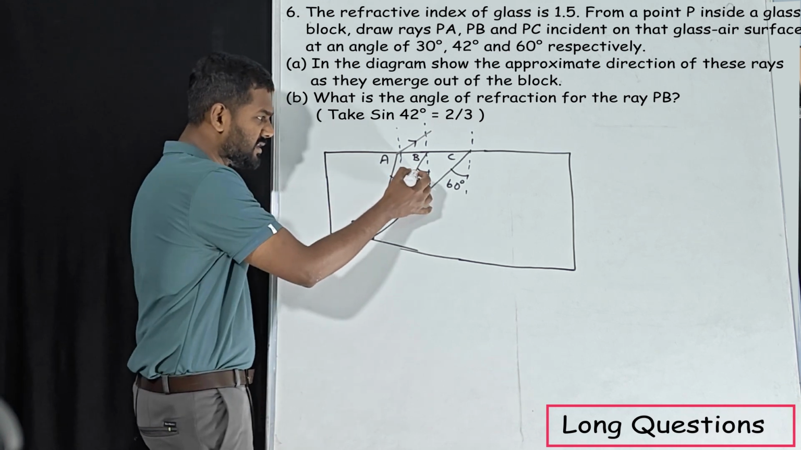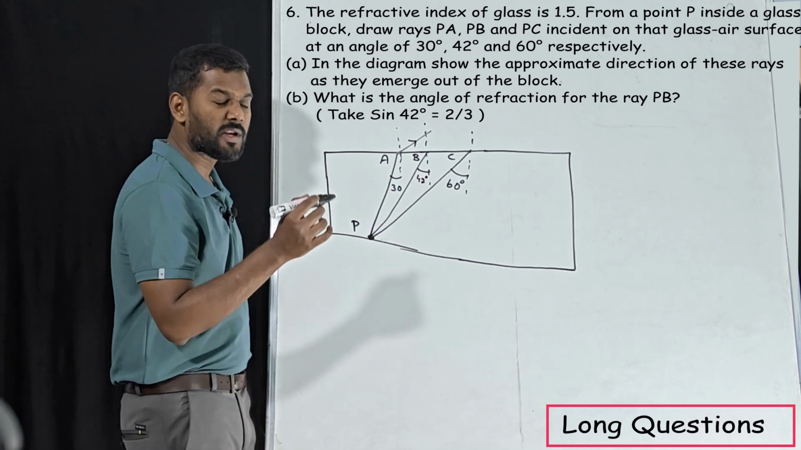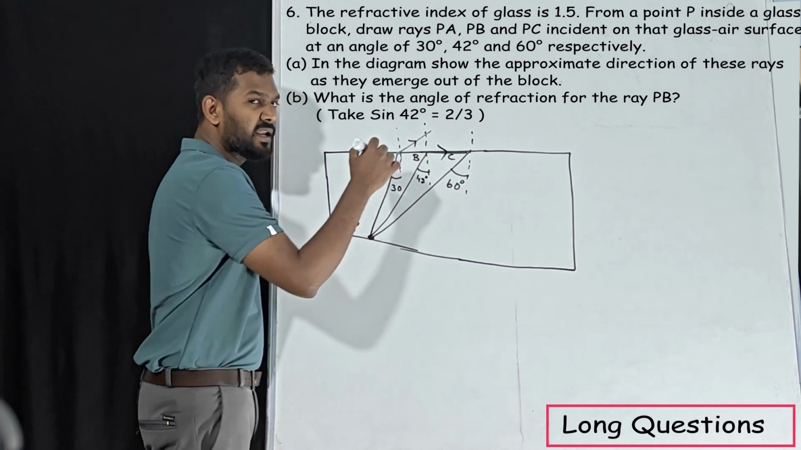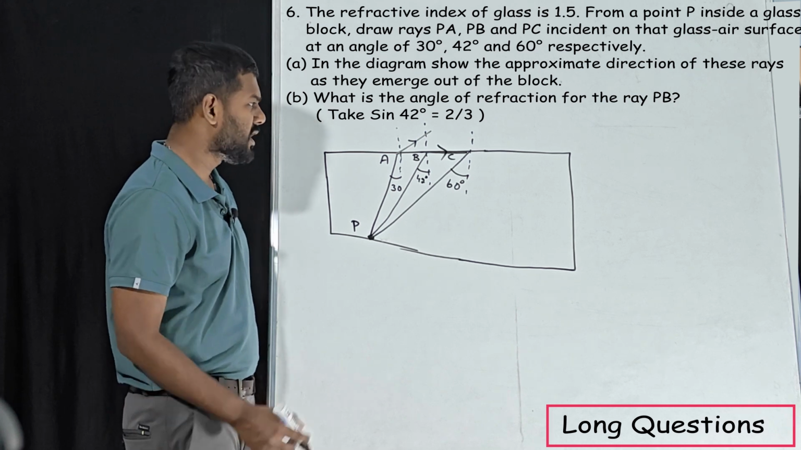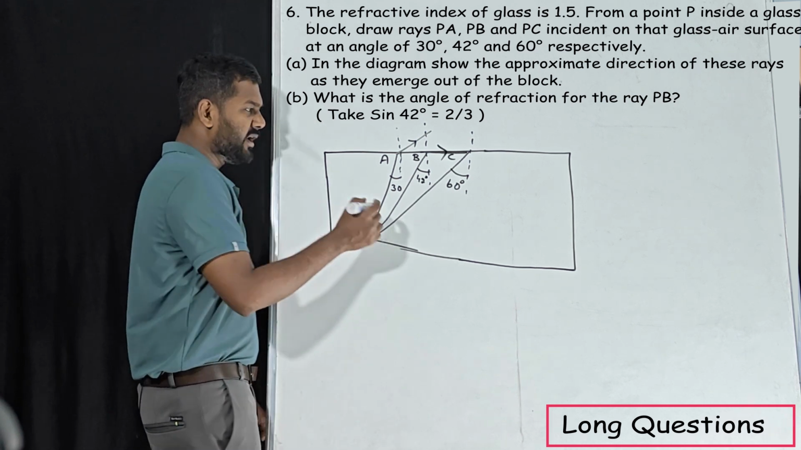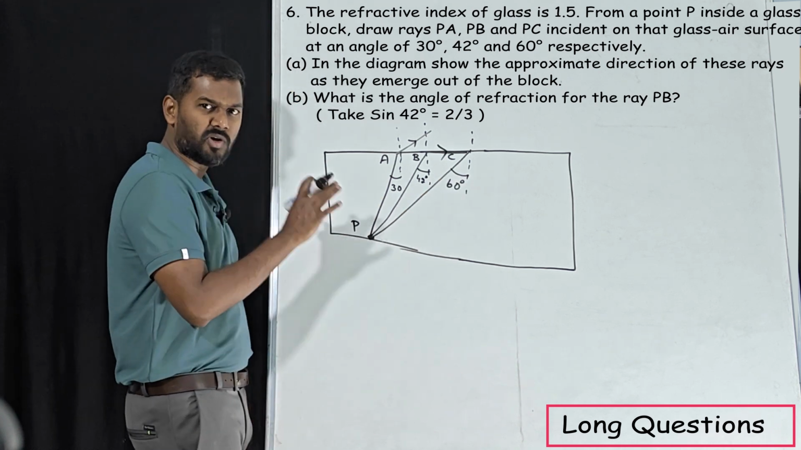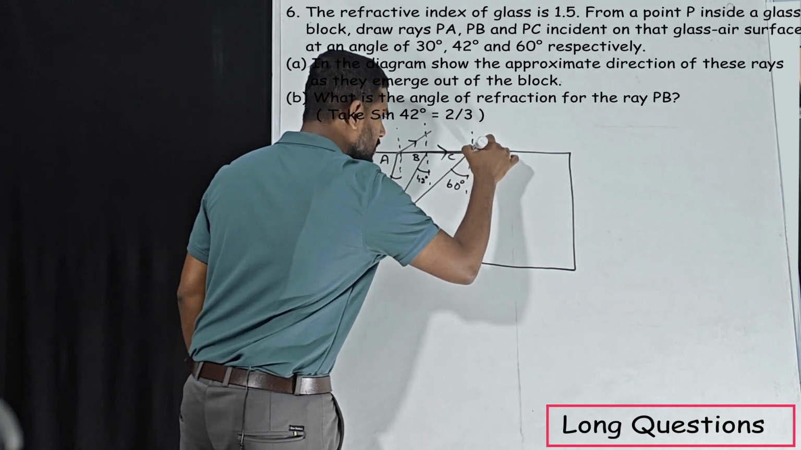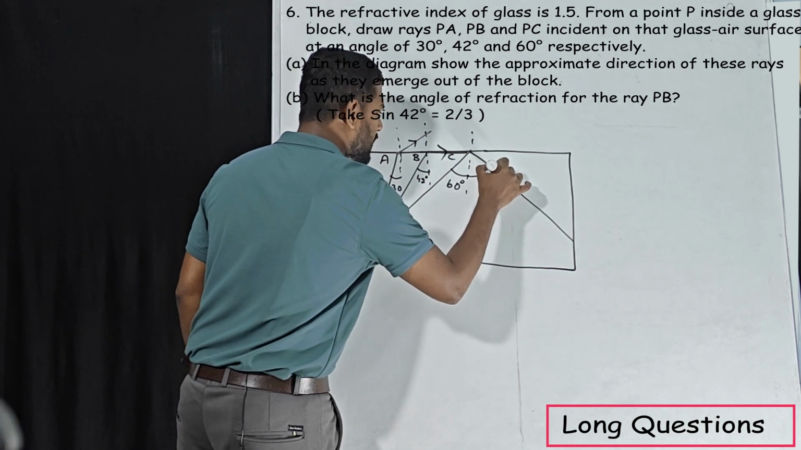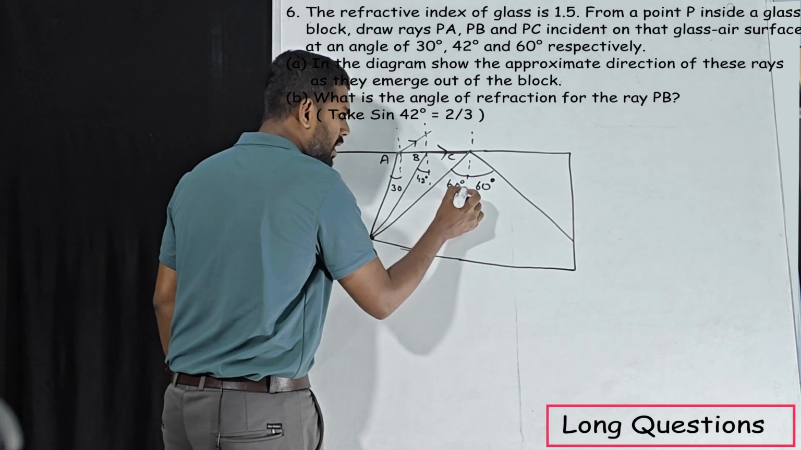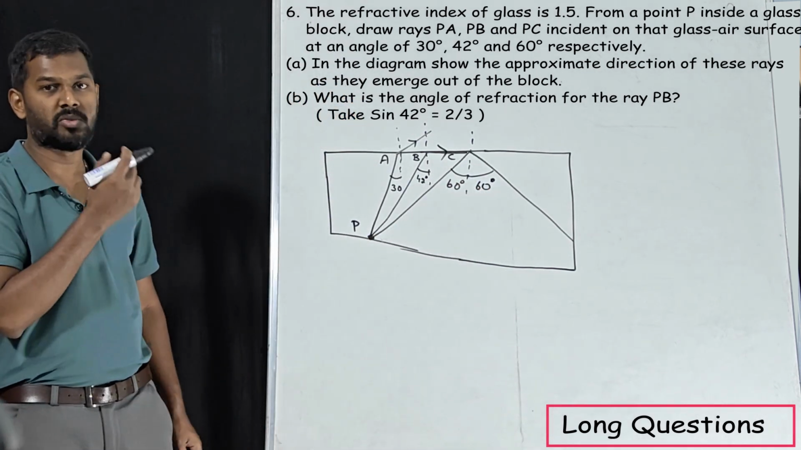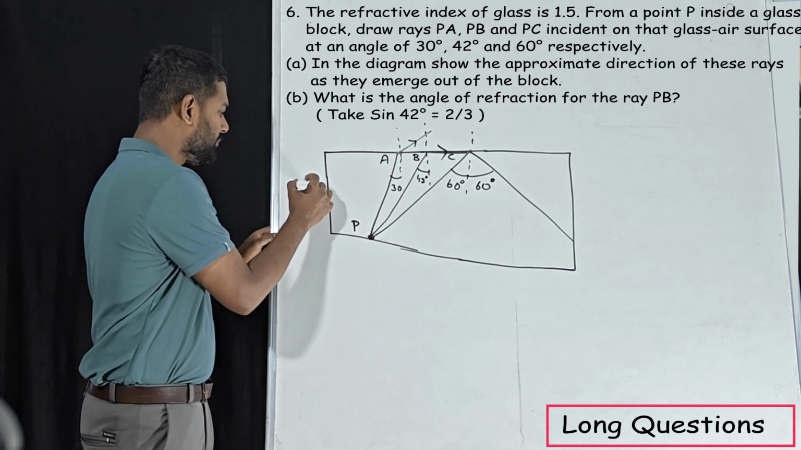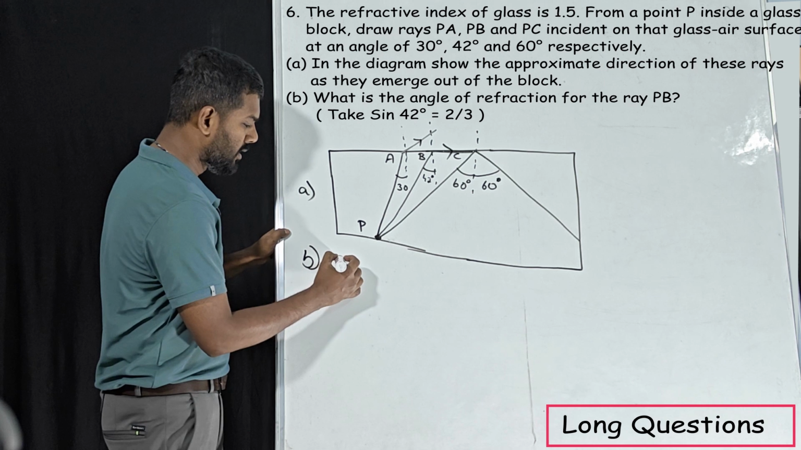If the angle of incidence is equal to the critical angle, then what happens? Refraction will be there along the surface, and that will be exactly 90 degree. And the third one is more than the critical angle. Critical angle of glass is 42 degree. Now the angle of incidence is 60, more than the critical angle, so it undergoes total internal reflection. Whatever the angle we have here, the same angle, you have to use the compass. Then only you will get the proper diagram. This is part A. Part A is done.